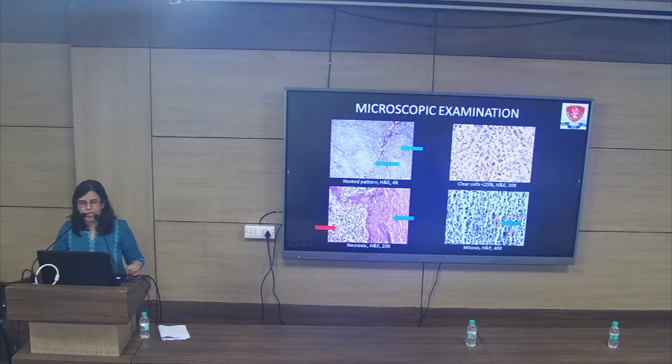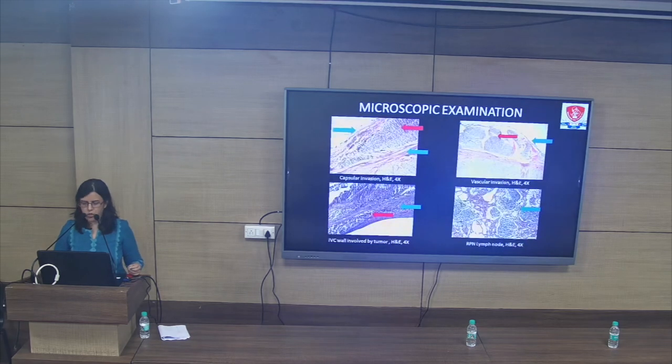The tumor showed increased mitotic activity, wherein we could see 1 to 2 mitotic figures per high-power field, and also atypical mitosis as pointed out by the arrow. There was capsular invasion, where we could see the presence of tumor cell nests, pointed by the red arrow, which were present between the fibrous bands of the capsule as pointed by the blue arrows.